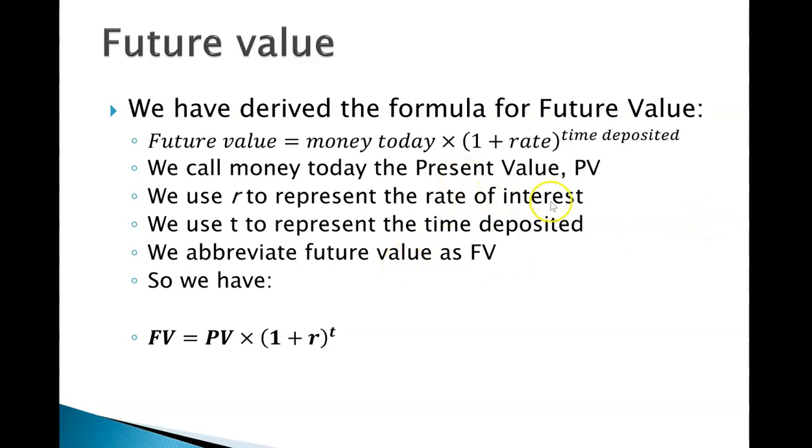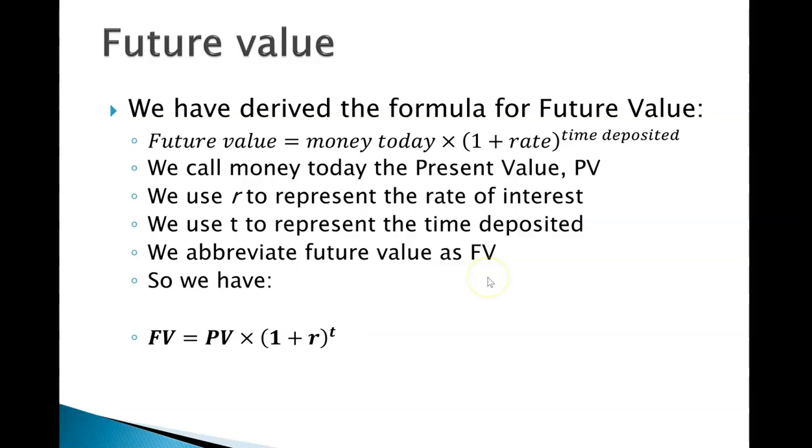We use this notation over and over in finance, so you should get used to it. Money today we call present value, and we write it as PV, meaning how much money we have at present. We use R to represent the rate of interest. Actually, we often use I, and those are interchangeable. It just depends on what textbook you're dealing with. Very often we use R to represent the rate of interest. Sometimes you'll see it as I. We use T to represent the time deposited. Again, sometimes that is written as N. So it's the same idea there, the time that money stays in the bank and earns interest.